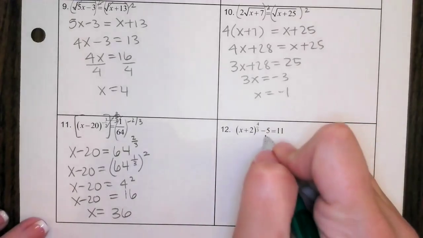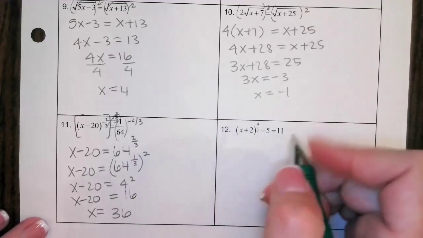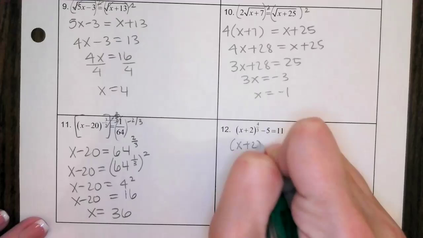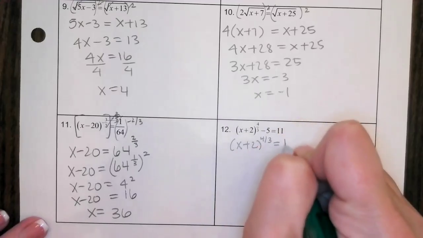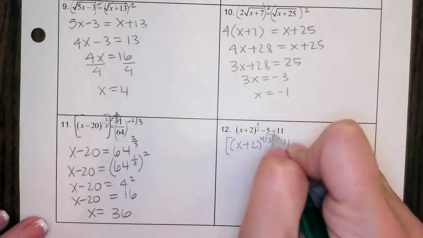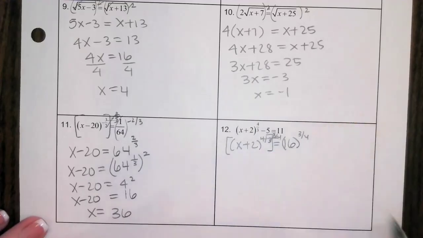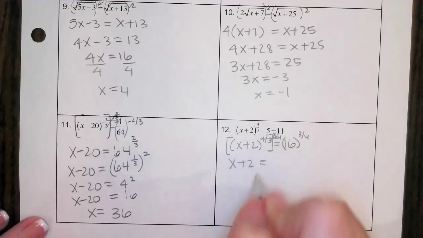All right, our last one. Just like with the radicals, I got to get this by itself, so I'm going to add that 5 to get it to the other side. Now we raise them to the 3/4 power. That cancels, and we free our x plus 2.